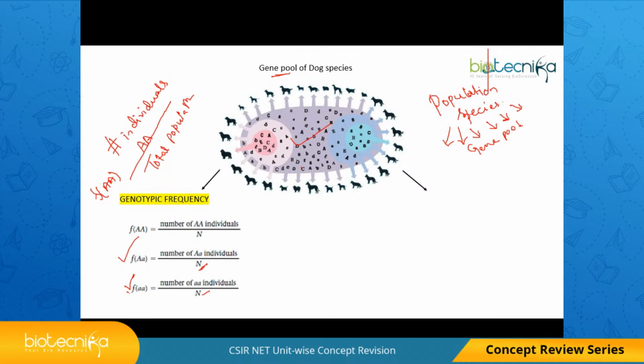So in my gene pool, obviously, I can measure the variation by calculating my genotypic frequency, or I can measure it by calculating my allelic frequency. I'm coming to that. I hope I could make myself clear.